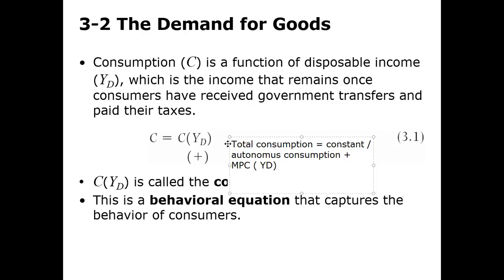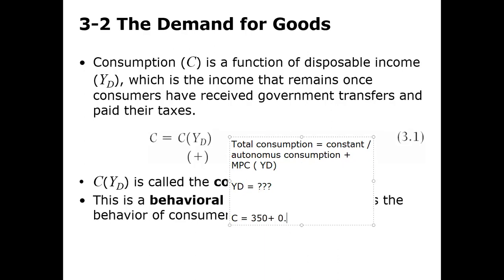And here comes a very simple question. What will be my disposable income? Kindly find my disposable income if I have a consumption function which is 350 plus 0.75 YD. Can someone tell me what is the equilibrium point? Can someone find it? So how can we find this?